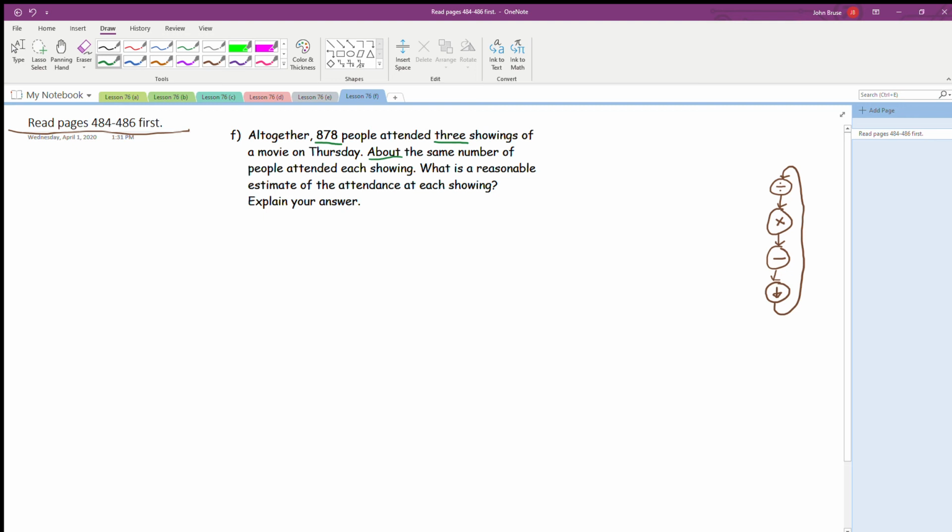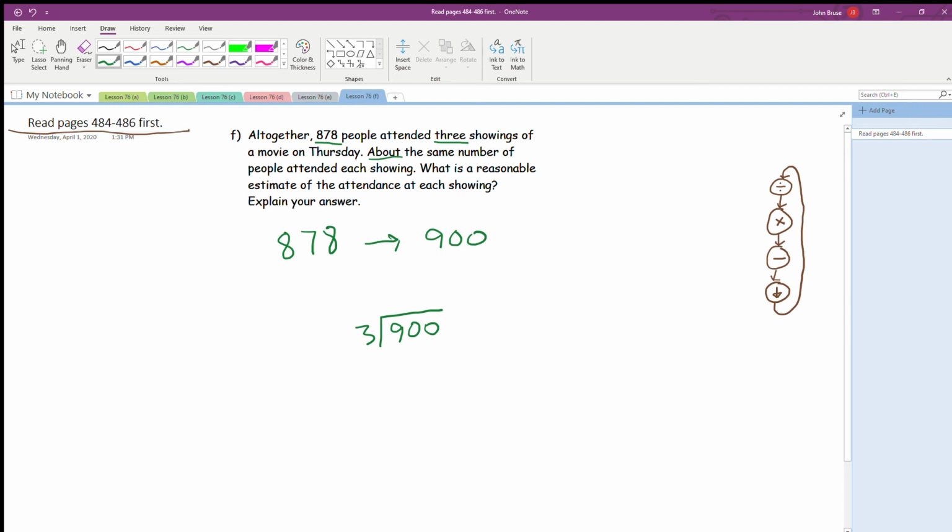All right, so they want us to estimate. Well, I'm going to round to make this easy. So I know the 878 rounded to the nearest 100. So 878 rounded to the nearest 100 is 900. Well, we're going to be breaking that into 3 different movies. So when we break something up, we make a division problem. So you've got 900 broken into 3 showings or 3 different movies. Well, 900 divided by 3 is pretty simple problem, I think.